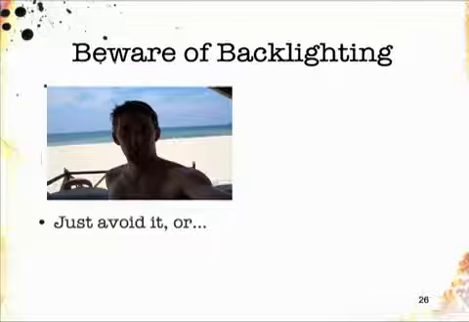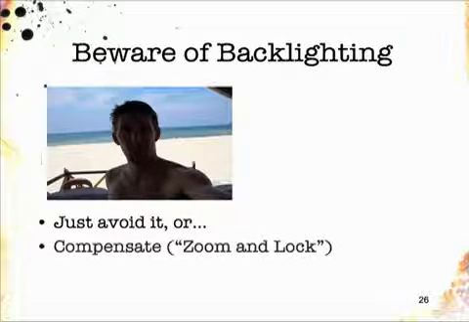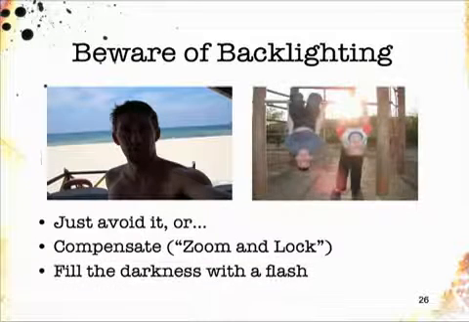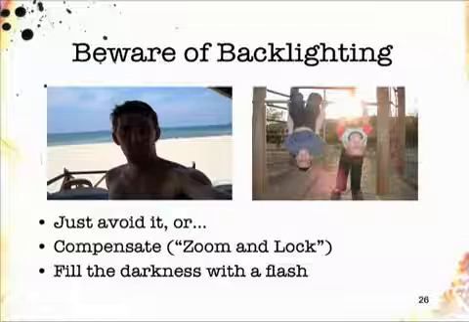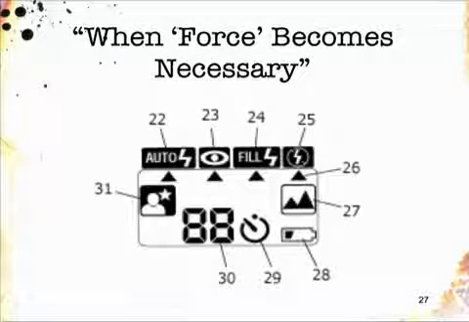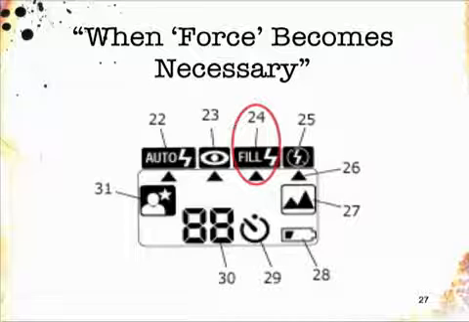In this particular case, I filled in the darkness with a flash. We call this when force becomes necessary. There are times when a flash can be used in daylight to fill in harsh shadows. We call this forcing the flash, or using the flash as a fill. Because the flash unit isn't responding to darkness, you are forcing it. You're telling it what you want it to do. Most cameras have this option these days.